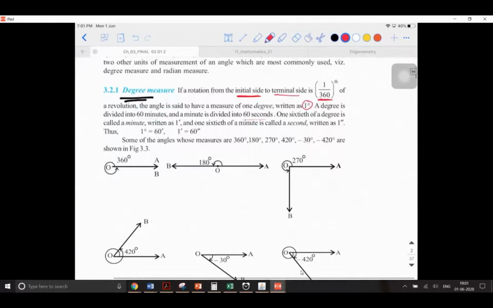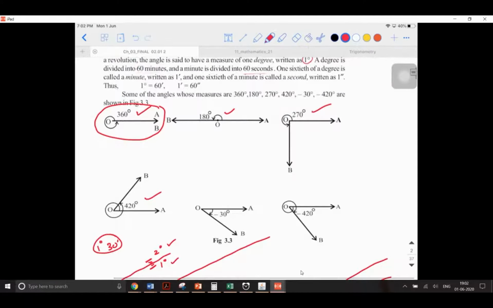See, if you observe this, there is a complete rotation. Since the rotation has taken place in the anti-clockwise direction, the angle measured is positive. That is why plus 360. Here also anti-clockwise, plus 180. Here also anti-clockwise, plus 270. Here also anti-clockwise, plus 420. Whereas here it is clockwise, so clockwise is going to be negative. Minus of how much value? 30 degrees. Similarly here, the angle is measured clockwise. If the coil is like this and the arrow mark is to the right, then it is clockwise. If the arrow mark is to the left, then it is anti-clockwise. Minus 420.